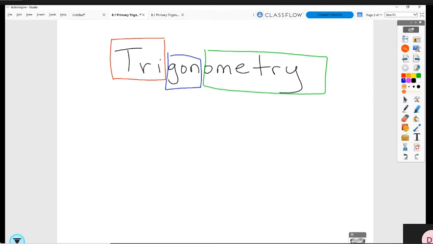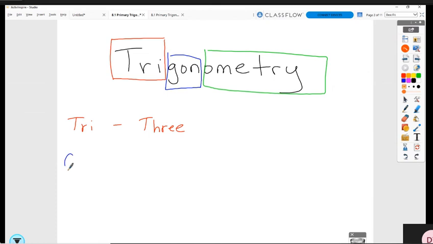First, tri. Tri refers to, well, when you hear the prefix tri, what do you think of? 3. Yeah, if you hear quad, it's 4. Tri is 3. So we're talking about 3, and in trigonometry, we're talking about 3 sides. Or actually, just 3. Leave it at 3.